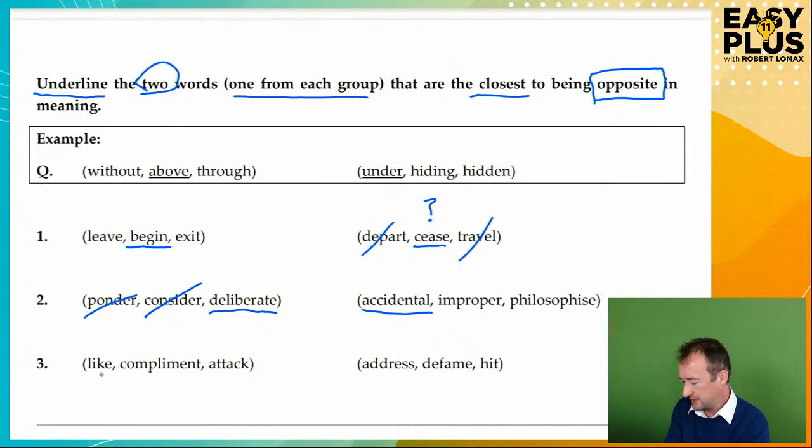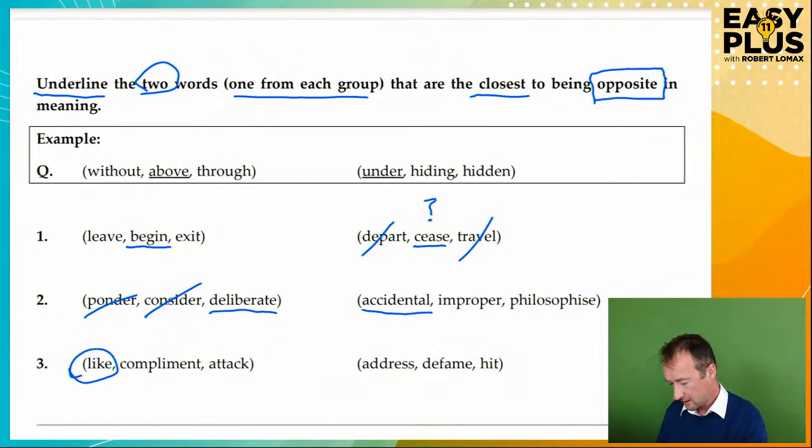Okay, like. Now let's think about like for a second. So what part of speech is that? I like you, that's a verb, but a YouTube video can have a like, and that's a noun. If two things are like, that means that they are similar. So it can also be an adjective, so like can be a whole load of things, and we need to remember that as we look at the other side.